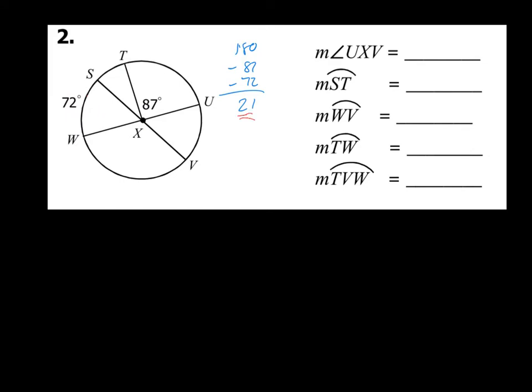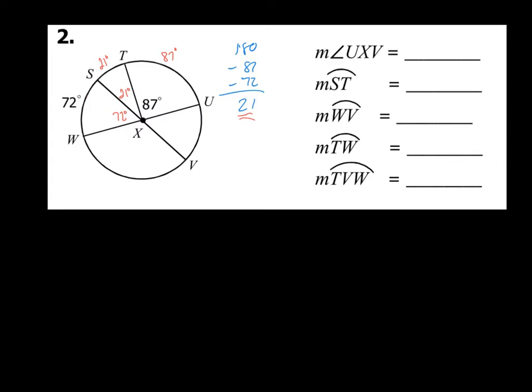So what we have here is this is 21 degrees. And so is the arc it contains. Over here, outside, arc TU is going to be 87 degrees. And if this arc right here is 72, then this is also 72 degrees. Now from here, we're just going to work smart.